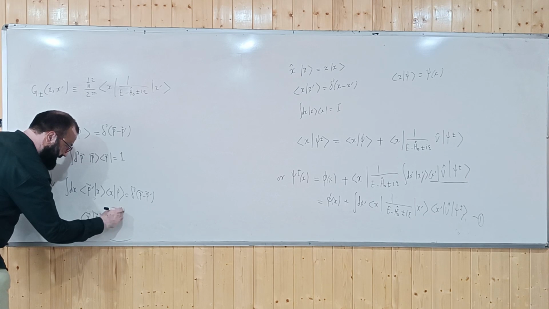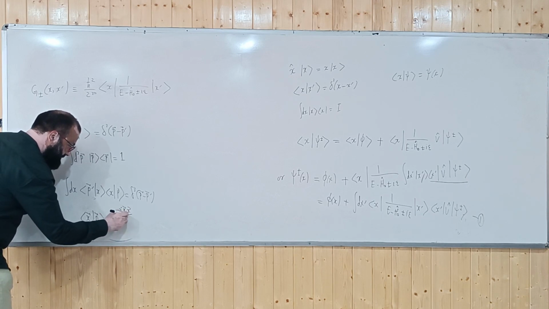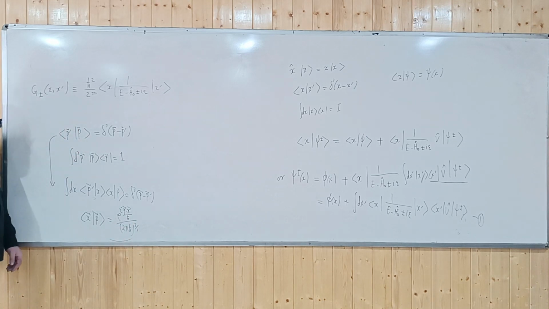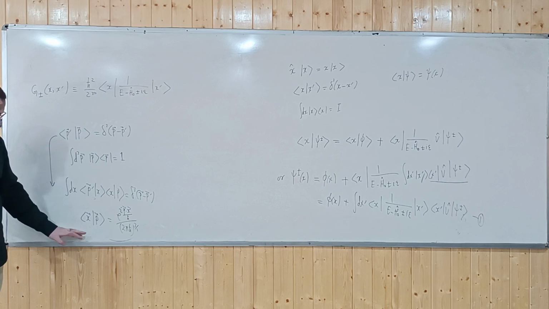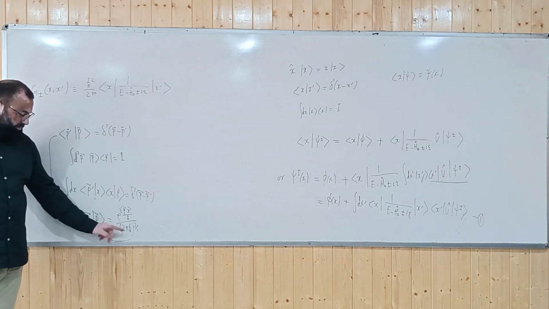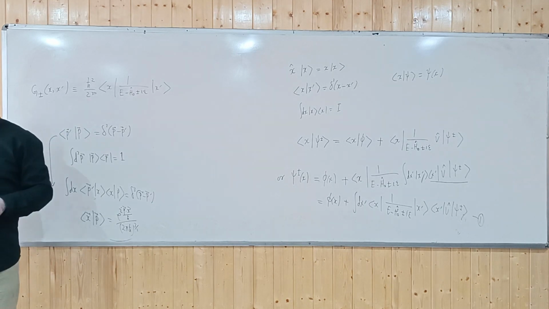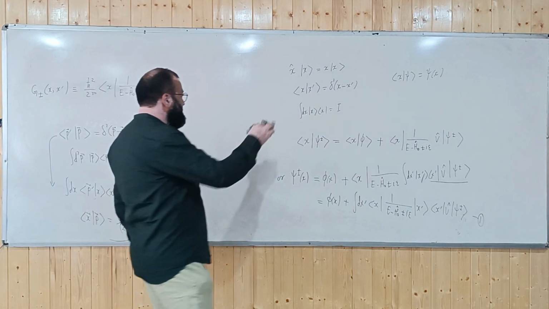So it is e raised to i p dot x by h cross, divided by (2 pi h cross) to the power 3 by 2. Clear? So in 3 dimensions this is the case; in 1 dimension it would simply be the power 1 by 2. Clear? Okay. So now let's convert this object into the momentum space.